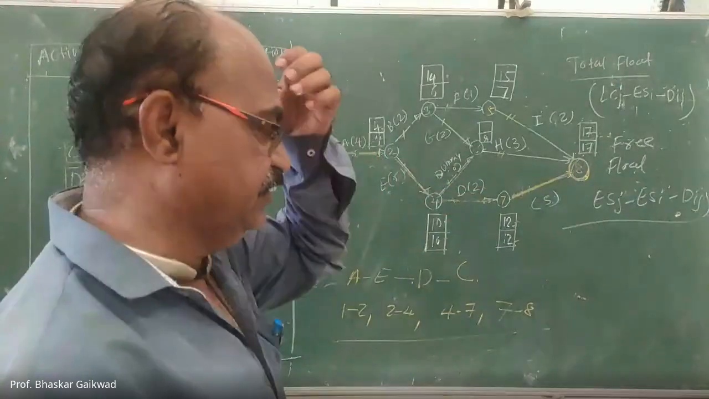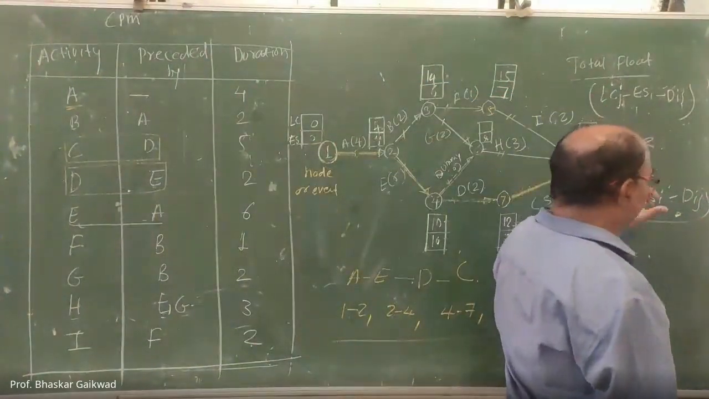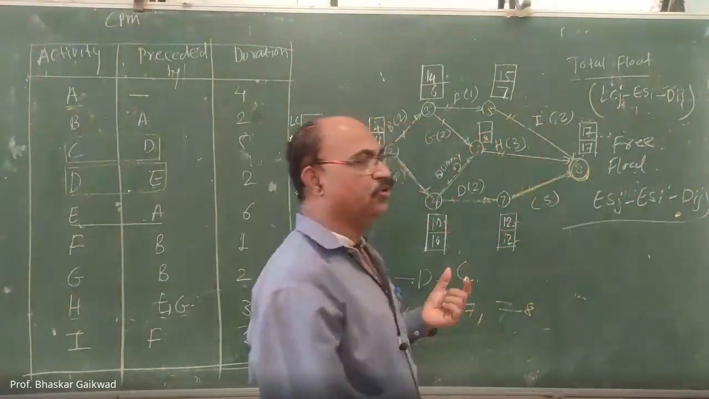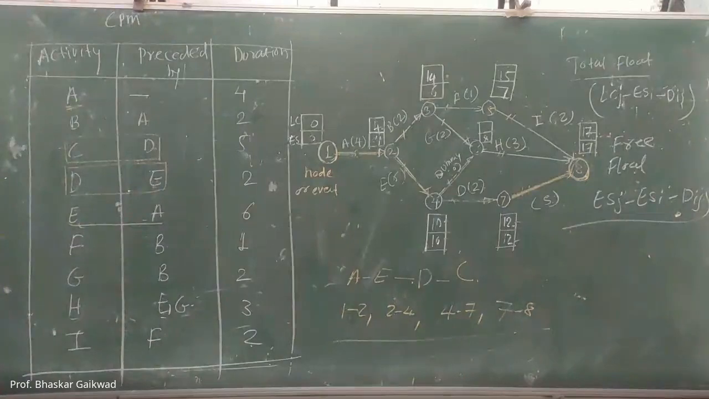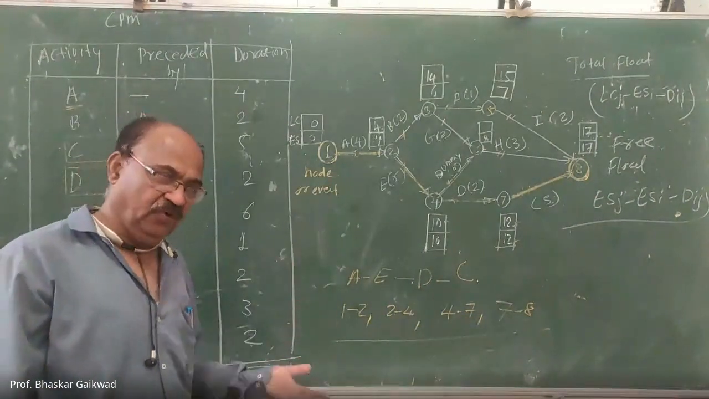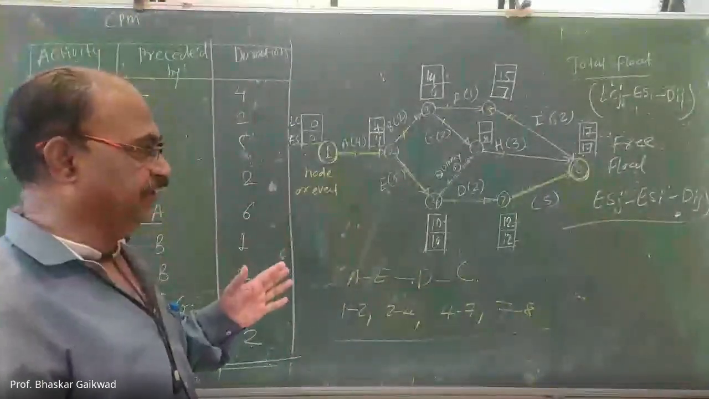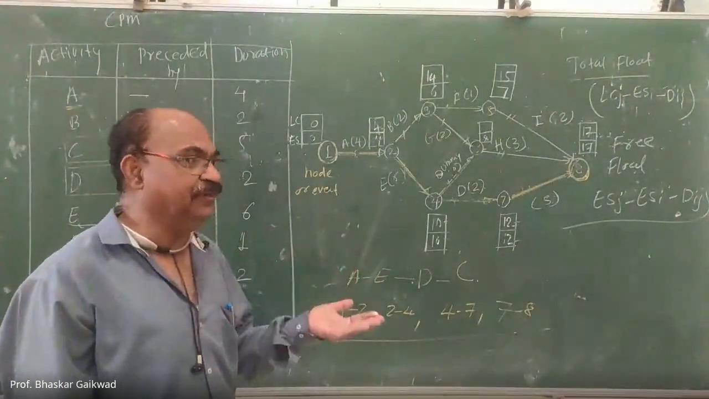In that, you have to consider: if the total float and free float are 0, 0, then you have to suppose that the activity is critical. The last problem we have seen, total float is 0, free float is 0, then that activity is critical. That means this activity can be delayed.